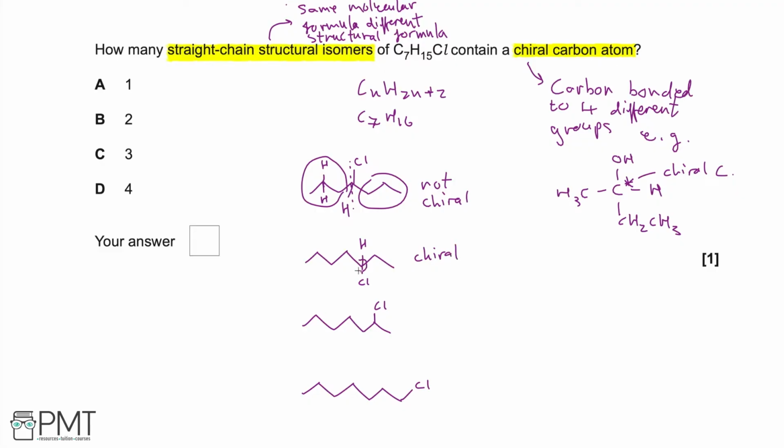Our carbon here is bonded to 4 different groups. And the same is true of this molecule here. We've got a methyl, and this is going to be a pentyl now. So this is also chiral. And finally, we're left with this one, and chlorine's on the terminal carbon now, the final carbon in the chain, which means there's also going to be 2 hydrogens on here, making this not chiral since we have 2 identical groups, the same as our first molecule. So we've got 2 molecules that are chiral here. Our answer is going to be B.